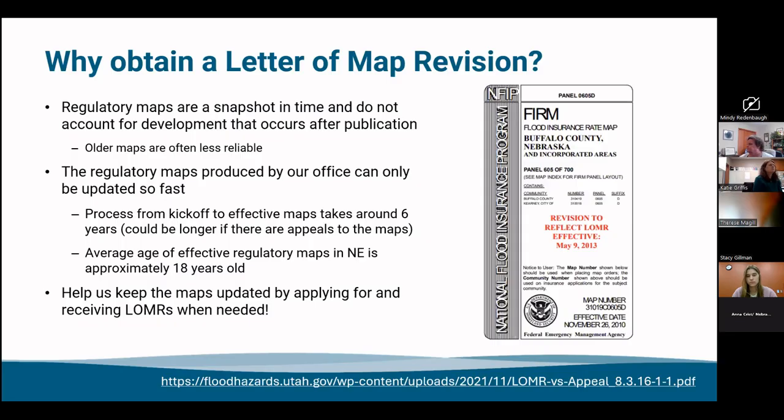And right now in Nebraska, the average age of the effective regulatory maps is approximately 18 years old. Now, again, that's the average. So some of you on this call may have just recently received new maps, and some of you may have much older maps than that. So there's a wide variety, and we're working on getting everybody caught up, but it takes a long time. So by getting a letter of map revision, you can help us keep the maps updated by applying and receiving those LOMRs when it's needed.